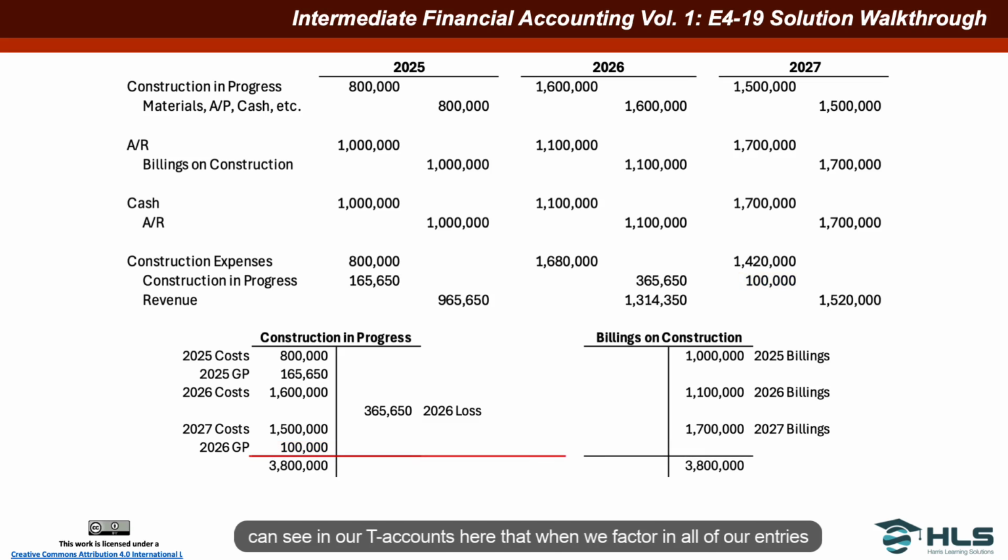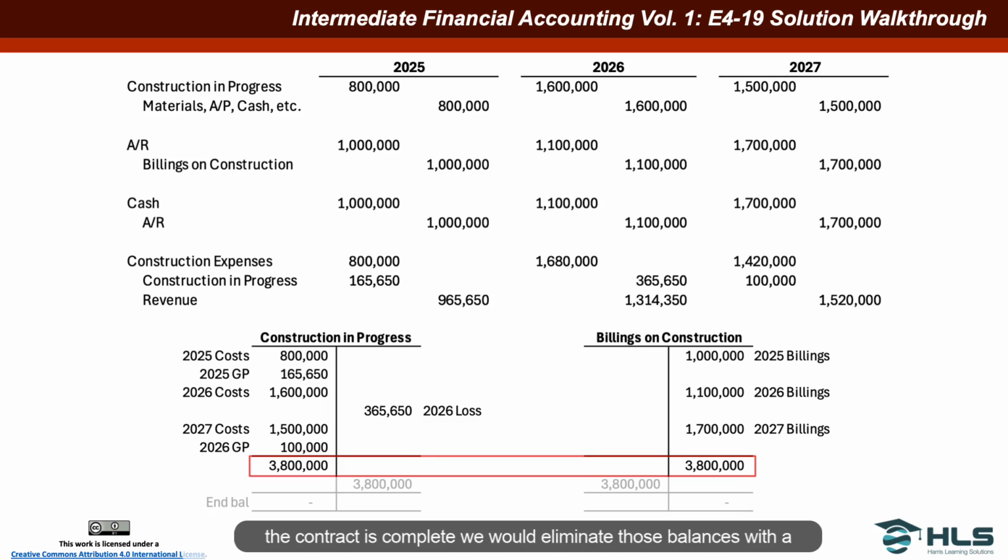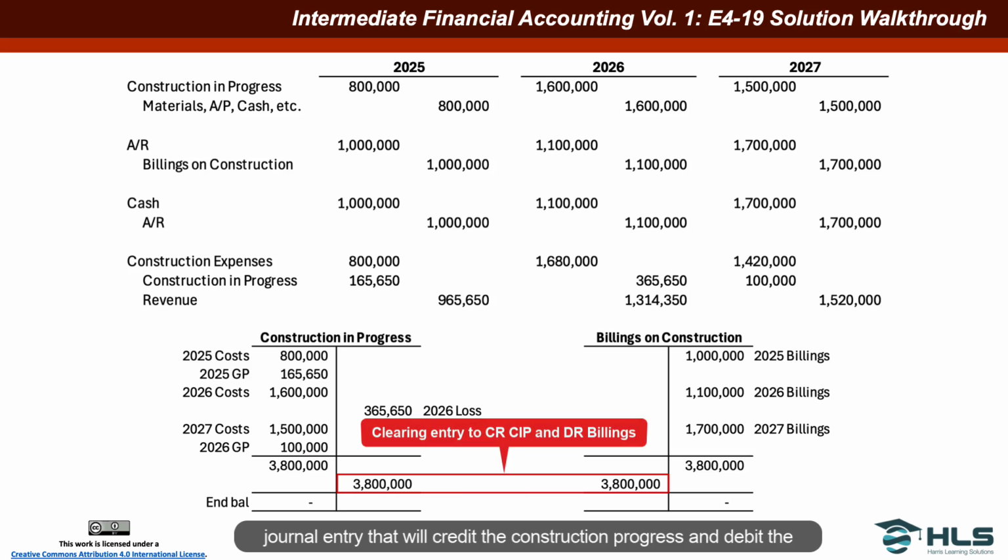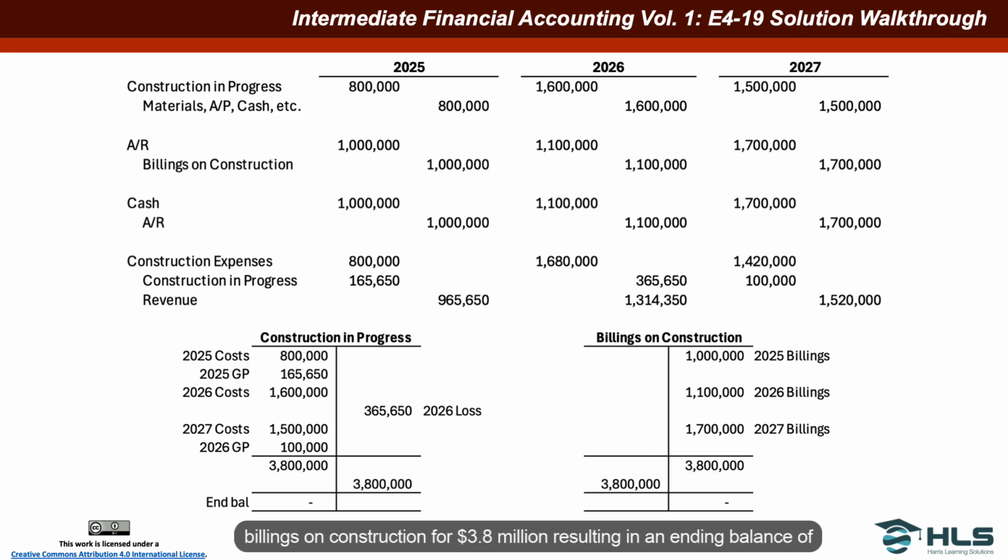And we can see in our T accounts here that when we factor in all of our entries, the balance in the construction in progress account is $3.8 million on the debit side, and the billings is also $3.8 million, but it's a credit. Now that the contract is complete, we would eliminate those balances with a journal entry that will credit the construction in progress and debit the billings on construction for $3.8 million, resulting in an ending balance of $0. And this would no longer appear on the balance sheet.